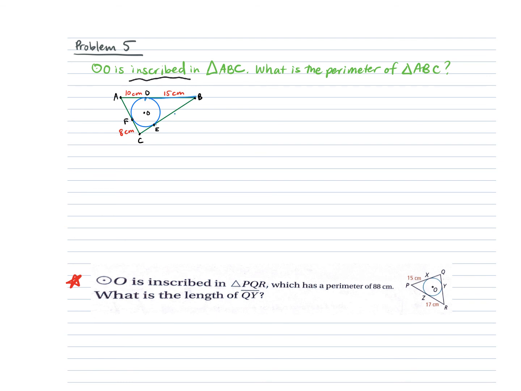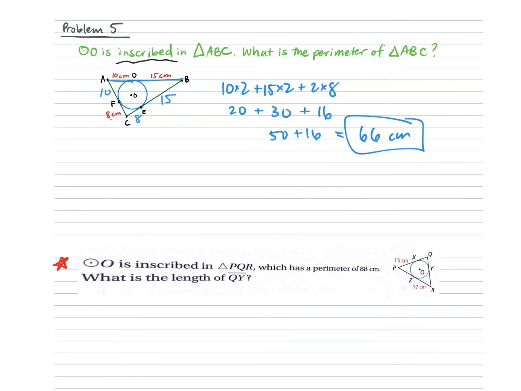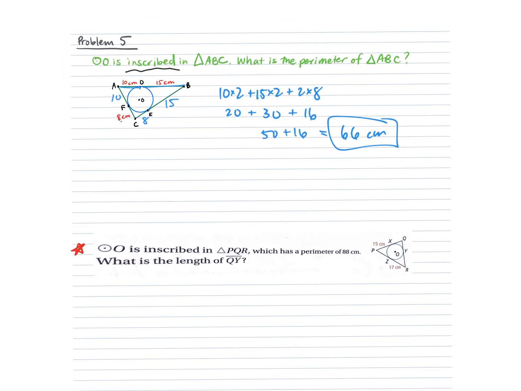So since this is 15, this is also 15. Since this is 8, this is also 8. Since this is 10, this is also 10. So then we just add those up together. There's 2 10s plus 2 15s plus 2 8s. So it's 20 plus 30 plus 16, which is 50 plus 16, 66 centimeters. That's a nice easy one. And here is one for you to try. Press pause, try this on your own, and then check back for the solution.